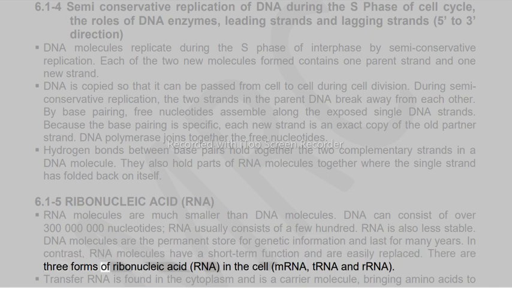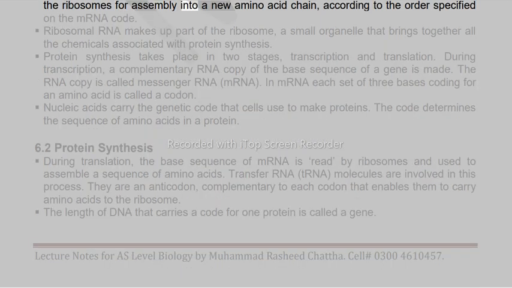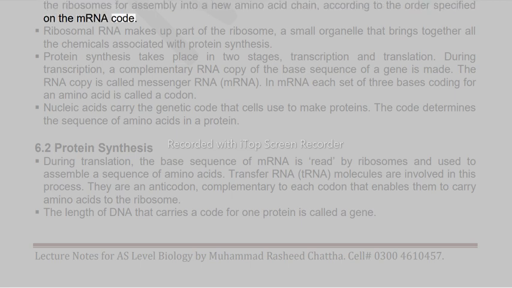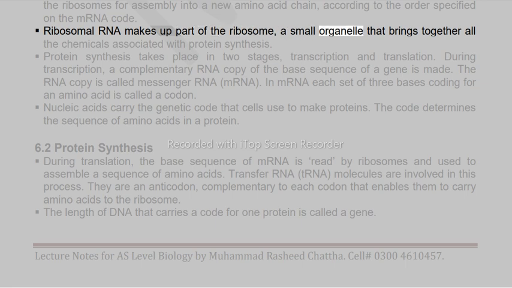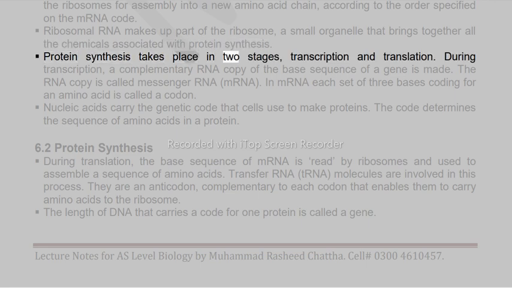There are 3 forms of ribonucleic acid, RNA, in the cell: mRNA, tRNA, and rRNA. Transfer RNA is found in the cytoplasm and is a carrier molecule, bringing amino acids to the ribosomes for assembly into a new amino acid chain, according to the order specified on the mRNA code. Ribosomal RNA makes up part of the ribosome, a small organelle that brings together all the chemicals associated with protein synthesis. Protein synthesis takes place in 2 stages: transcription and translation.